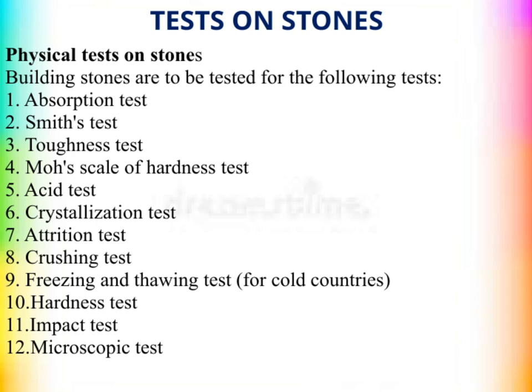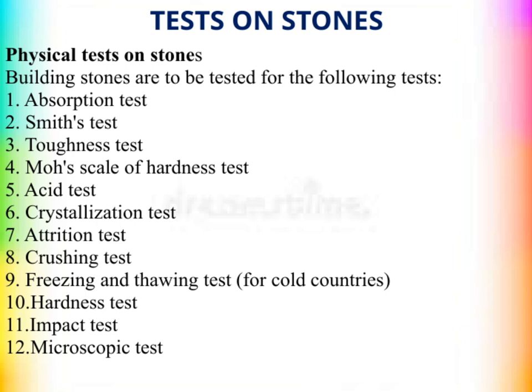Next is Smith's test, which assesses the stone's resistance to weathering and disintegration, giving us an idea of its longevity. Then we have the toughness test. This test evaluates how resistant the stone is to fracture or breaking under stress, which is crucial for structural stability. The Mohs scale of hardness test helps determine the hardness of the stone, essentially how resistant it is to scratching or abrasion.